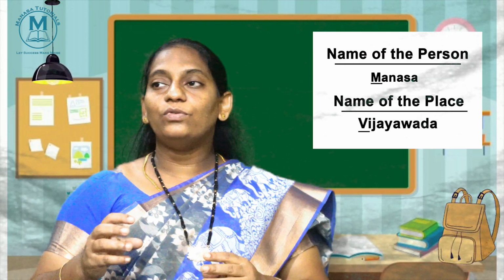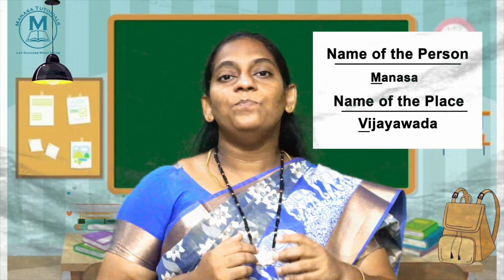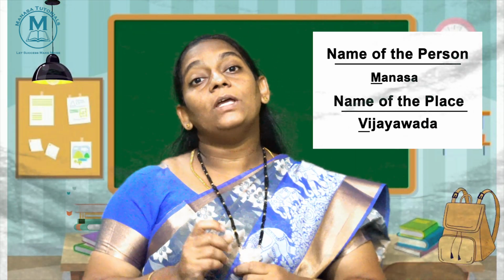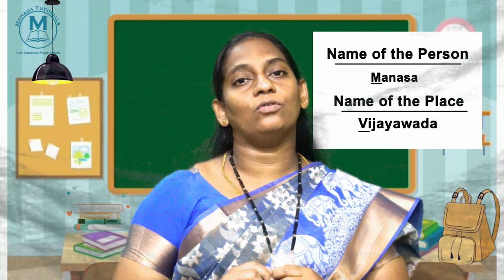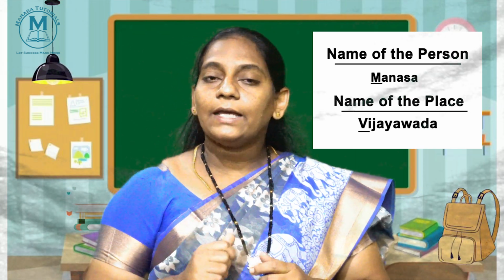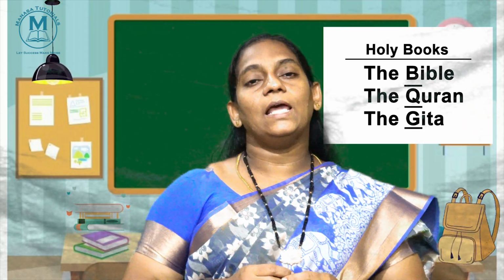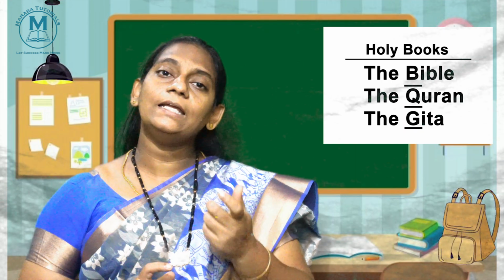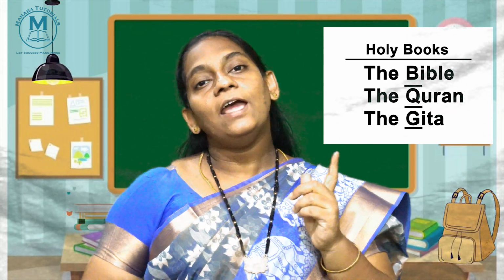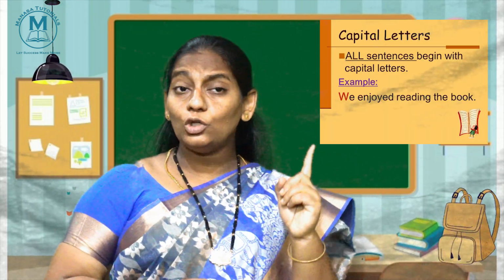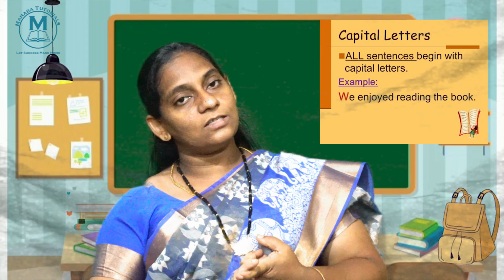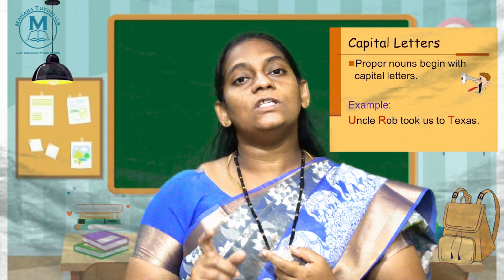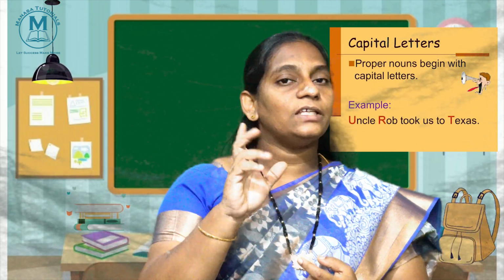At the same time, when we are talking about some place like Delhi, Vijayawada, anything, the starting letter of the place name should be a capital letter. Sometimes when we talk about holy books like Gita, Bible, Bhagavad Gita, the starting letter of these names should be a capital letter. So capital letters must be used at the beginning of the sentence, and at the same time all the proper nouns should start with a capital letter.